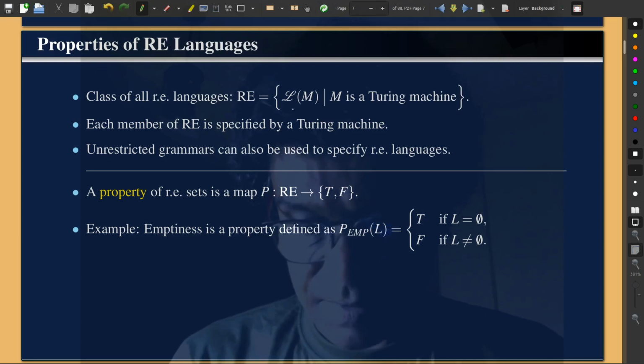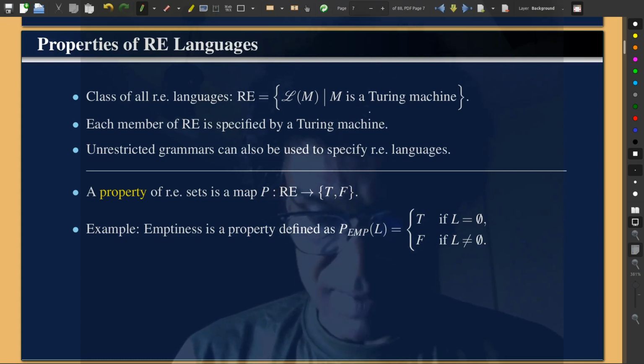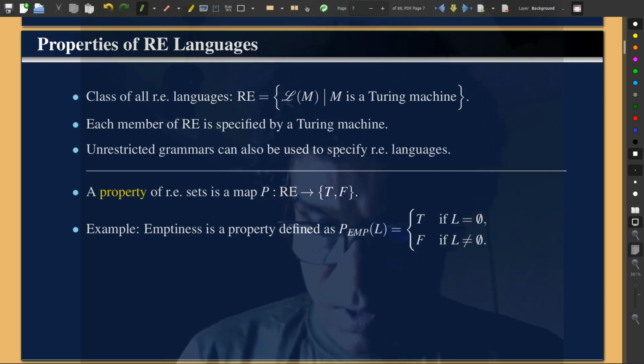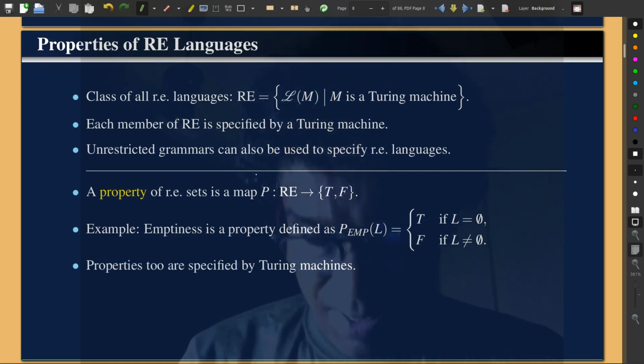Infinitely many recursively enumerable languages. And each such recursively enumerable language can be represented by multiple Turing machines. The idea is that we will choose any representative Turing machine of any representative element of any member of this P, this subset, to represent this property.